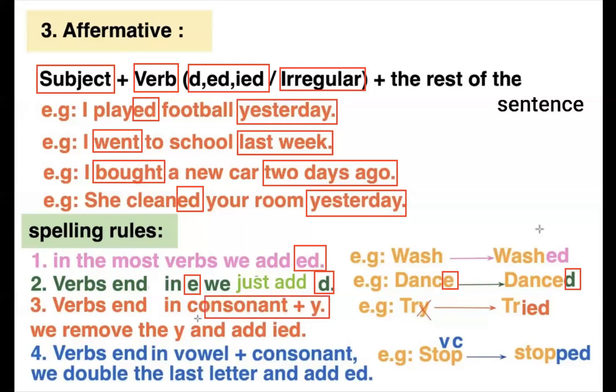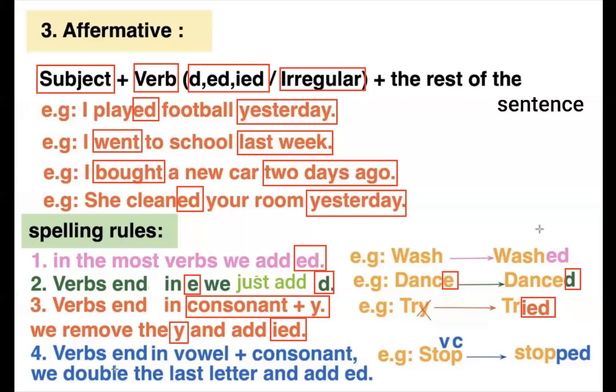Verbs that end in consonant plus y, so we remove the y and we add ied. So for example, try ends with y. So I will remove the y and I will just add ied, tried.